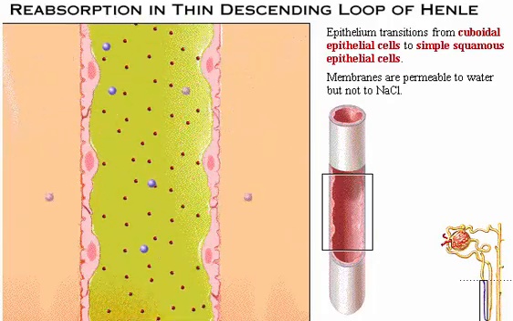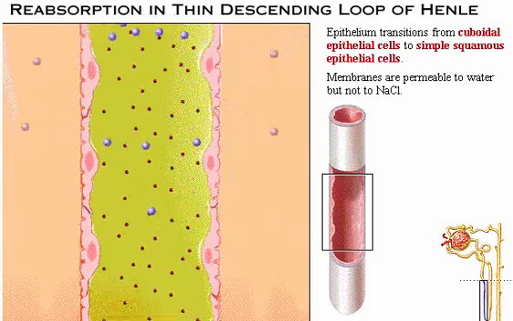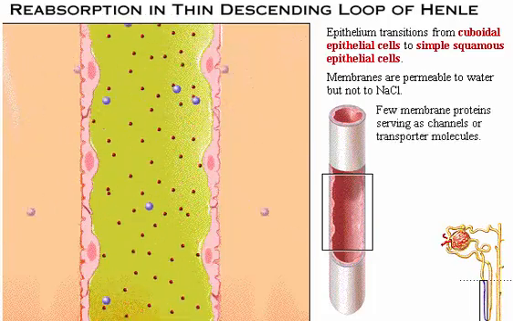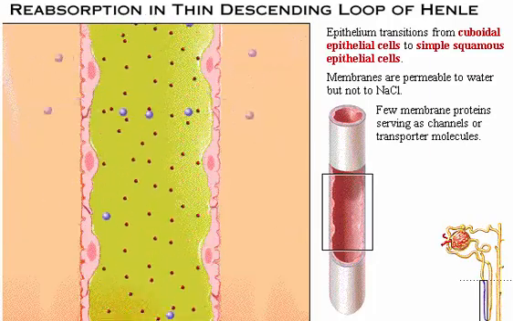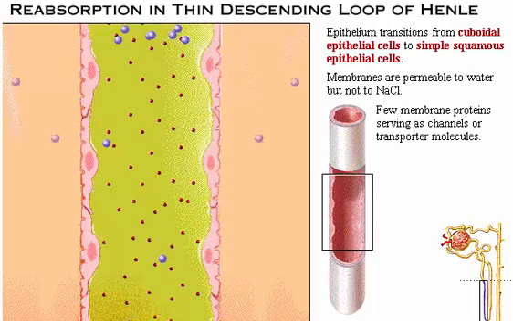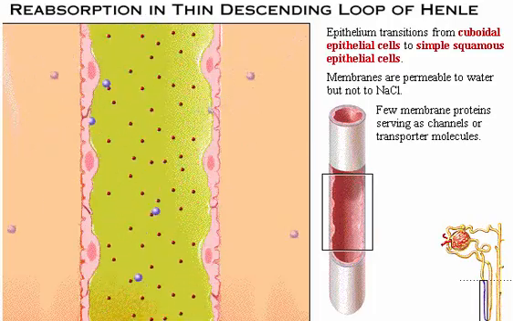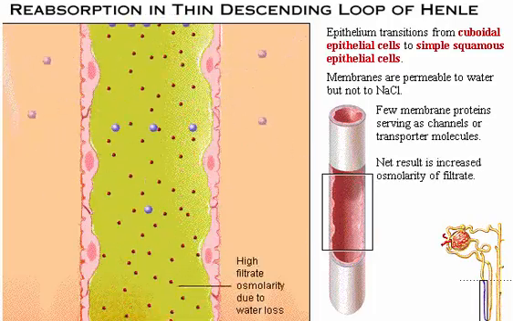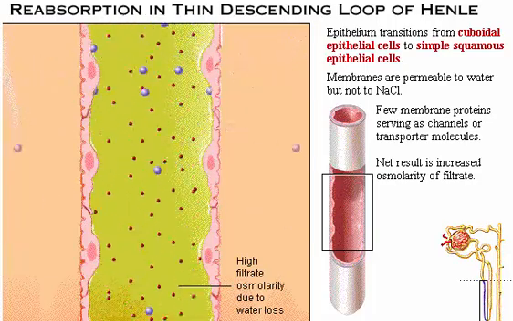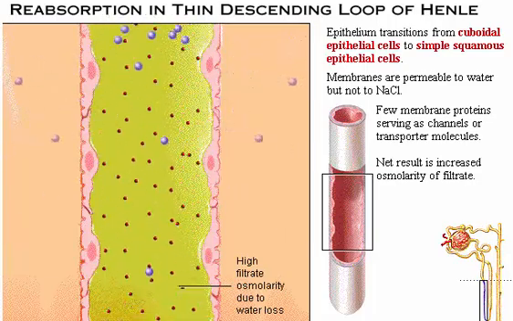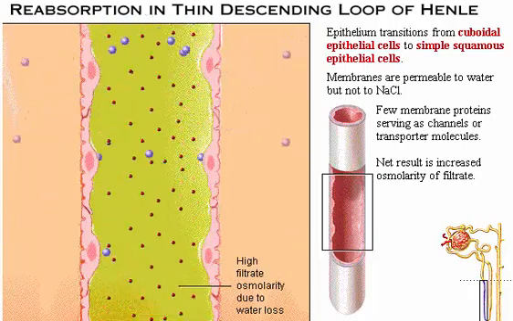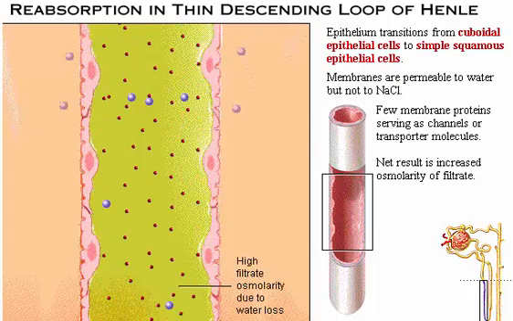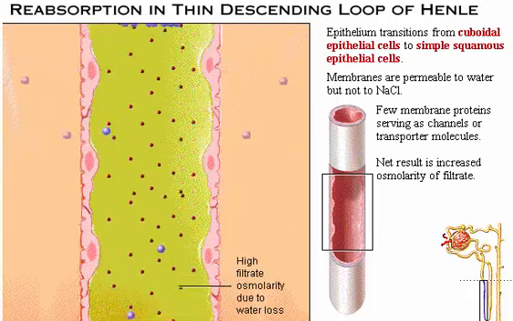Recall that sodium and chloride ions and most solutes cease to be reabsorbed in this region because the flattened cells lack transport proteins. As a result of these conditions, a great deal of water leaves the filtrate, while solutes are retained. This causes the filtrate to become increasingly concentrated as it passes down the tube. Notice the higher osmolarity of the filtrate at the lower end of the tubule, as shown by the darker color.